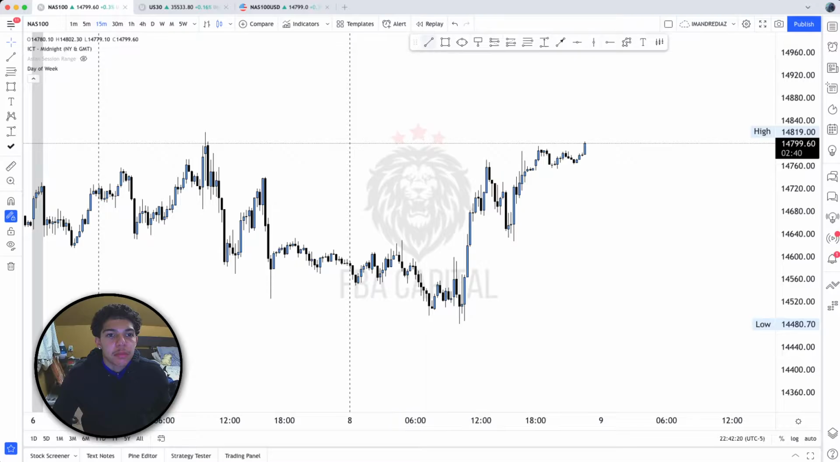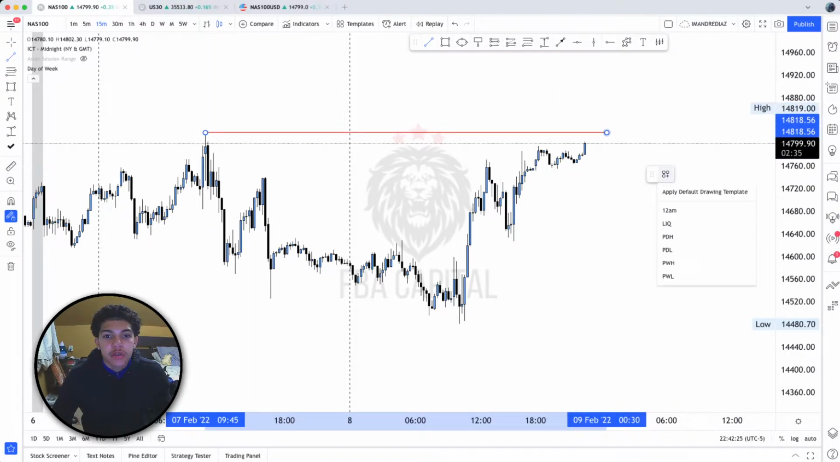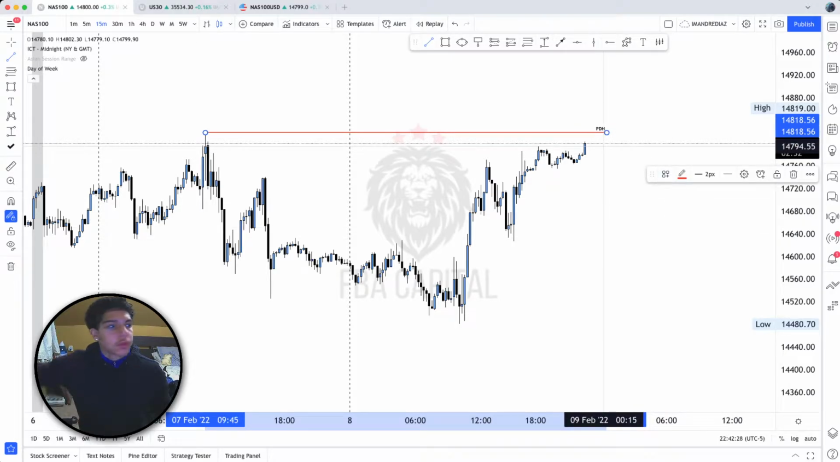So first things first, I'm going to mark up the previous day's highs and the previous day's lows. So as you can see, as of right now, price is currently making its way.